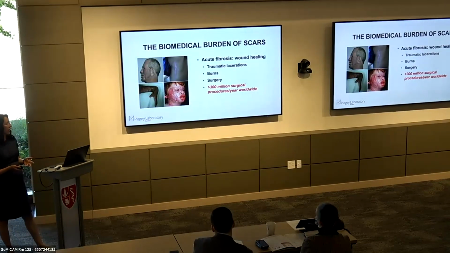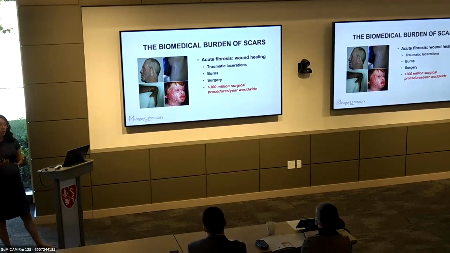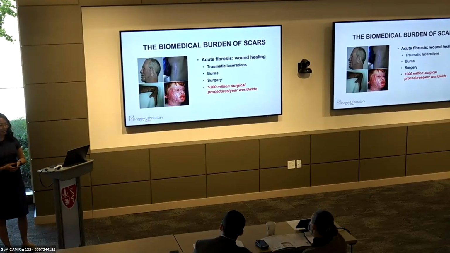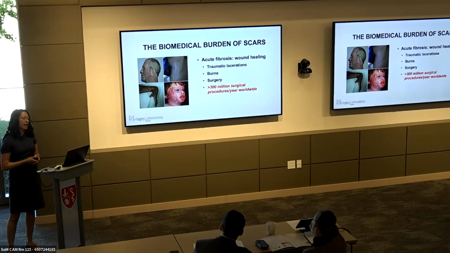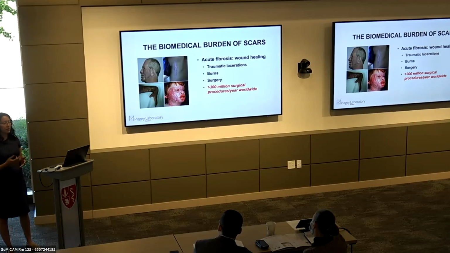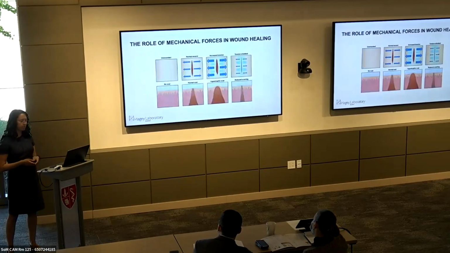Now, skin scarring is just one example of an acute fibrotic process, which affects hundreds of millions of people every year, as I'm sure all of you as surgeons are well aware, and can cause really devastating consequences, as you can see here, that include not only visual disfigurement, but also physical discomfort, and in the most severe cases, mobility and growth restriction, such as when contractures occur across joints.